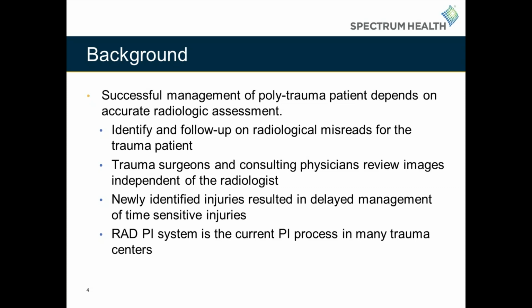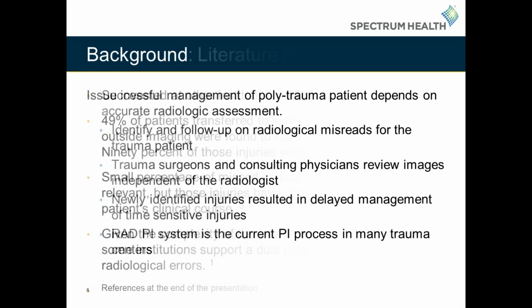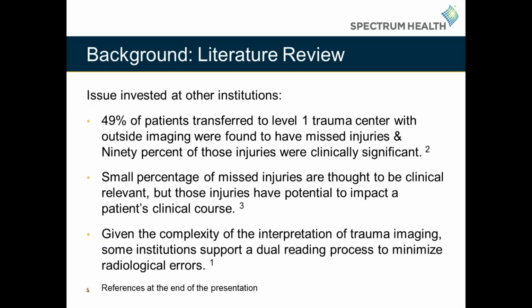Currently, there's this RAD PI system that's available. It's more of an electronic internal system that works to try to define the percentages of missed injuries. We don't know how much, because overall it's usually about 3%, I think. But we wanted to know, for our complex trauma patients in our population, where do we lie with the missed injuries? And then some more background related to literature.